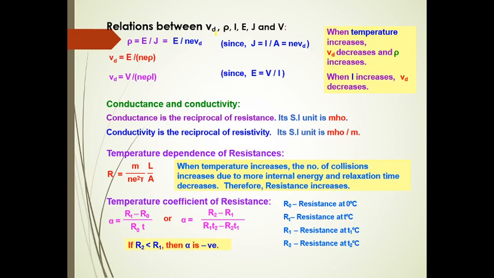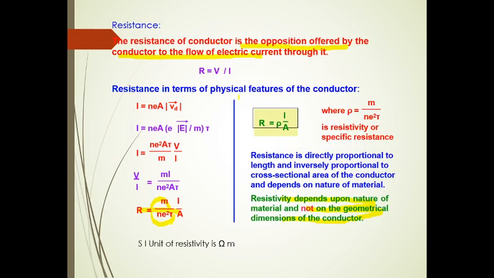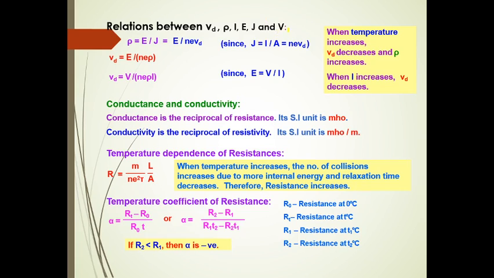Relation between Vd, resistivity, electric field, current density, and potential. So rho, the resistivity, is E divided by J, where E is the electric field. So substitute this value of J, ne into Vd.